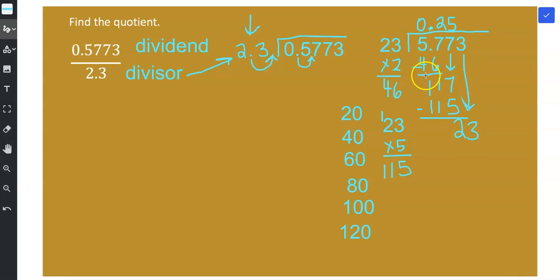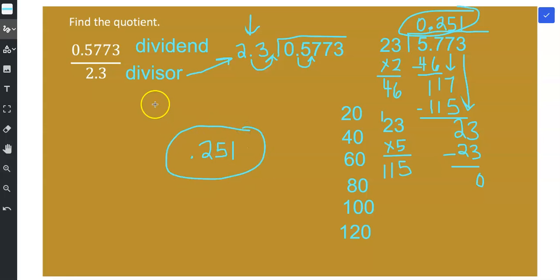How many times does 23 go into 23? It goes in once. 1 times 23 is equal to 23. 23 minus 23 is 0, so I have a remainder of 0 and there's no number to bring down. So I have found my quotient. So the quotient is 251 thousandths.